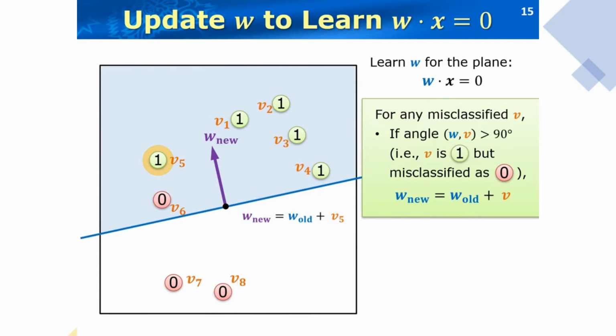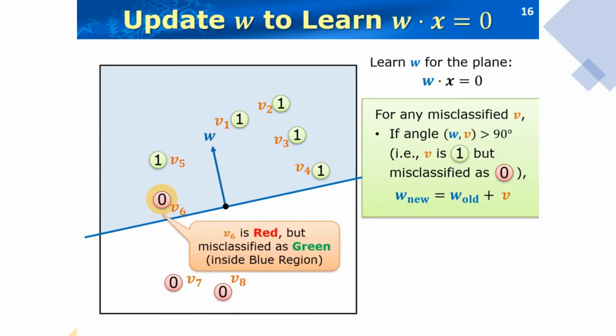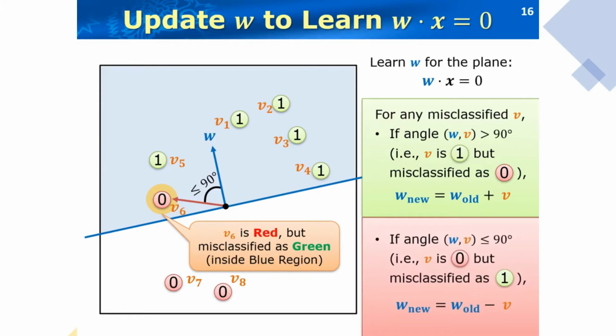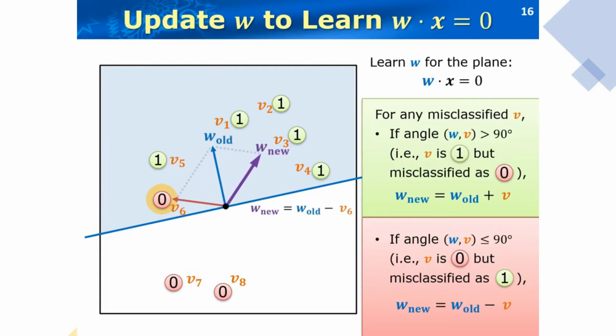However, there is another red point V6 whose value is 0, that is misclassified as positive in the blue region. In this case, the angle between vector V6 and W is less than 90 degrees. To exclude V6 out of the blue region, we use the minus learning rule, that is, W new is equal to W old minus V. Then a new vector W is produced, shown in purple color.